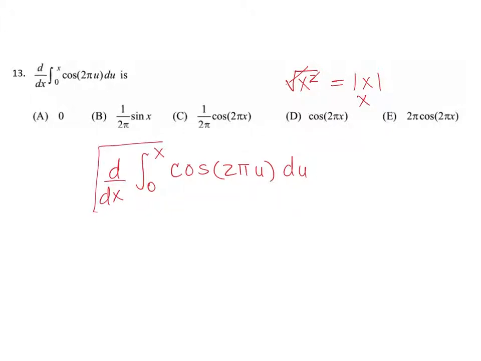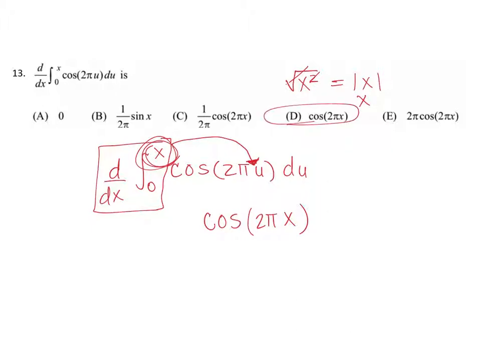These are inverses. You have the derivative and really the idea of an antiderivative. So I'm going to end up just really replacing right here that u, and so you're going to end up with cosine of 2 pi x. And so that's going to be answer choice D.